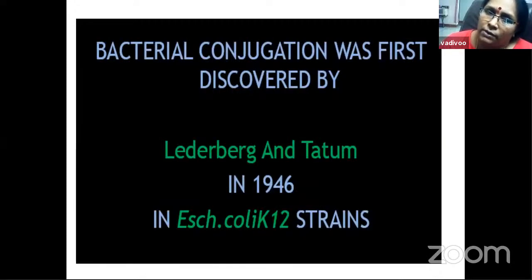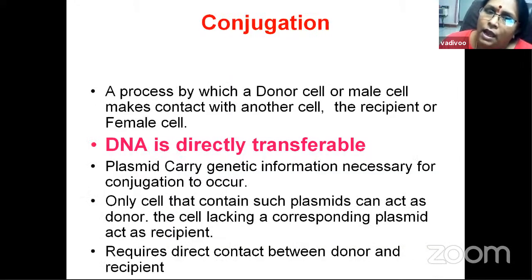Okay, so this is conjugation. It was discovered by Lederberg and Tatum. It is a process by which a donor cell, otherwise a male cell, makes contact with another cell, which is a recipient or female cell. Here DNA is directly transferred. Plasmids carry the genetic information necessary for conjugation to occur, so it is through plasmids. Only cells that contain such a conjugative plasmid can act as a donor. Those which lack it become recipients.